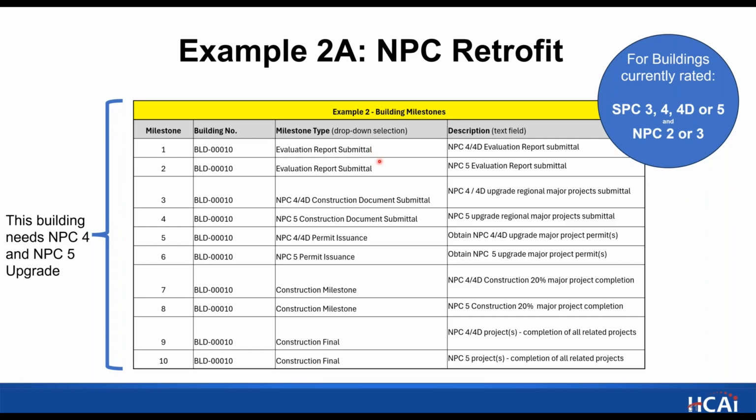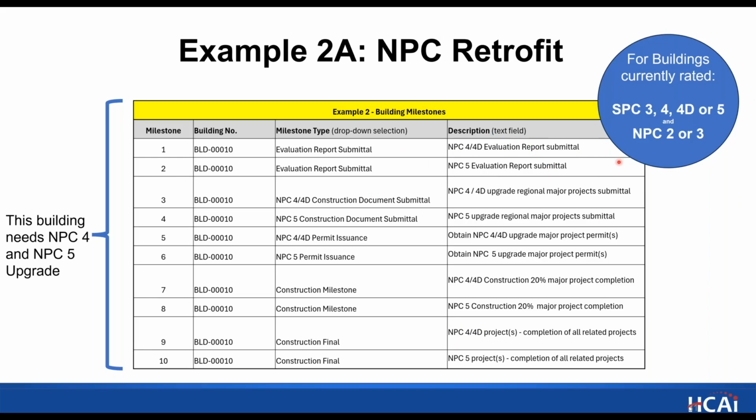This again starts with the evaluation reports, one for the NPC4 or 4D and one for the NPC5, and then construction documents, one for each, the NPC 4 and the NPC 5, and then permit issuance, again, one for each. Construction milestones, 20% completion for the NPC 4 and NPC 5, and then construction final for both of those. So this example of milestones will apply likely to many buildings.